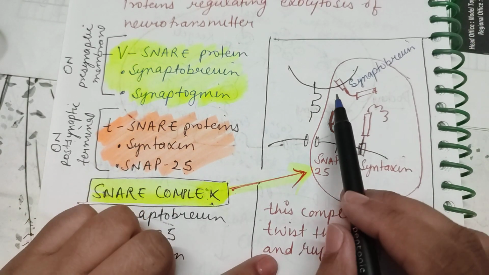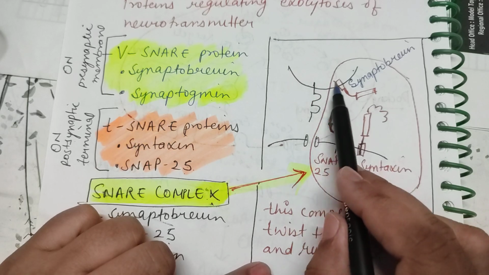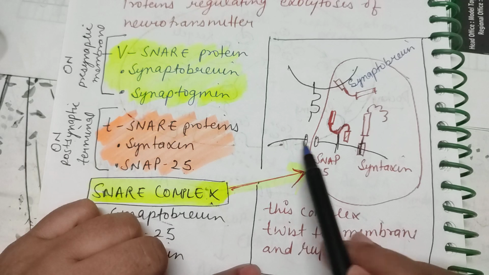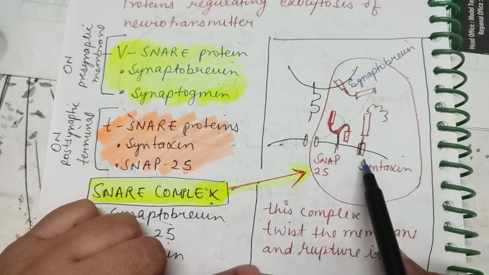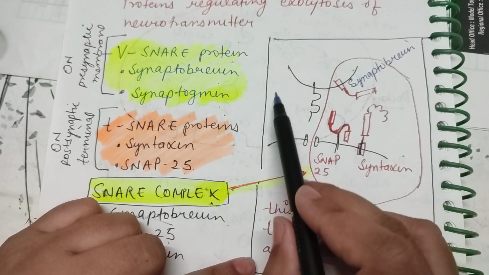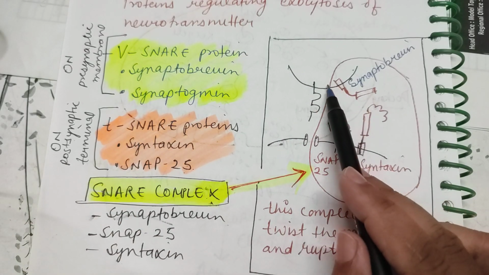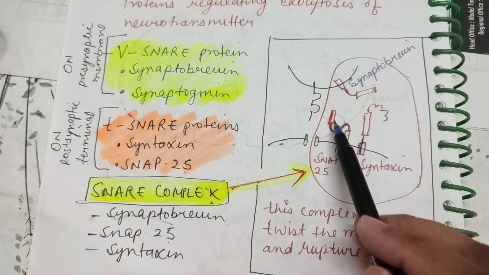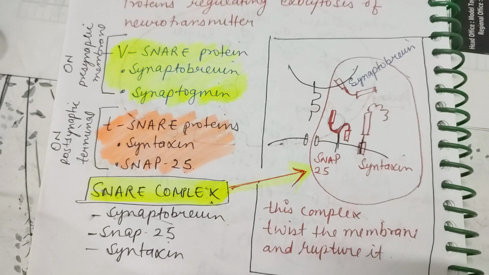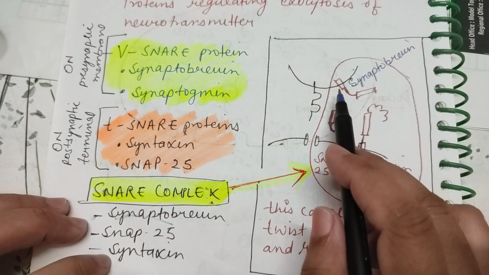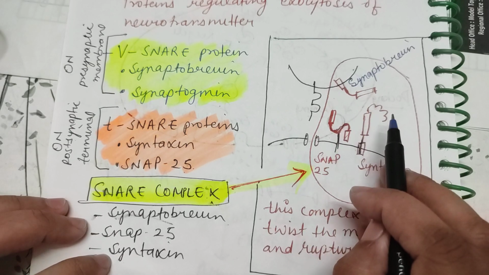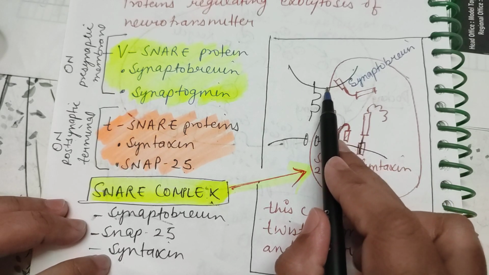For example, this is synaptobrevin, which is present over the presynaptic terminal. This is the presynaptic terminal, and this is the postsynaptic terminal, and we have SNAP25 and syntaxin present over there. The same arrangement is present on this side as well. When the presynaptic and postsynaptic sides come in close contact, these proteins twist around each other, and when they twist and stretch the membrane, the membrane ruptures from here in the middle.